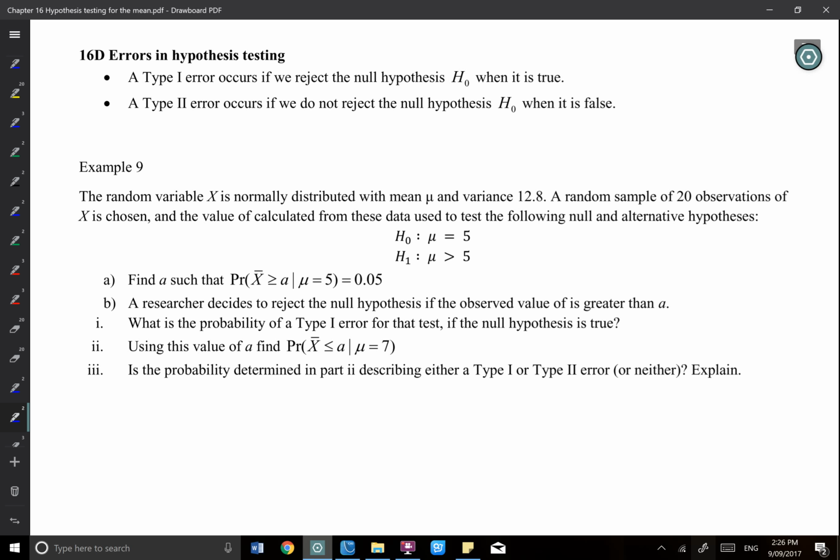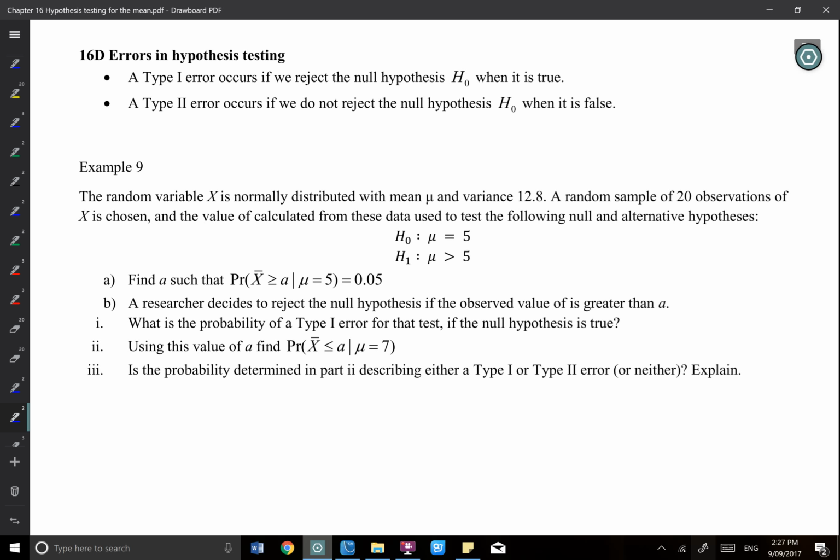It's a very confusing thing, first of all. Errors in hypothesis testing. When you reject or do not reject something, you always have errors. You always have a probability that you reject it wrongly or do not reject it wrongly. Whether you reject or not, you're never sure what it actually is, so there's always a probability that you get things wrong.